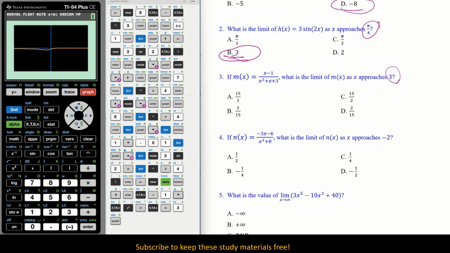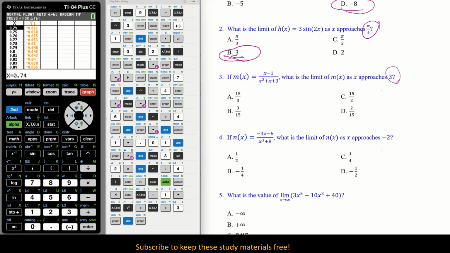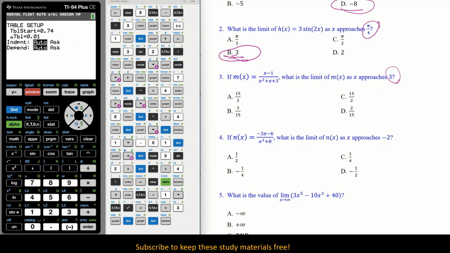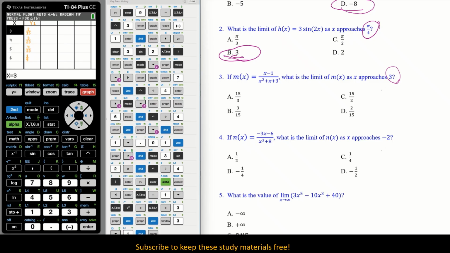What I want to do is second graph to get the table. Oh, we need to reset our table set. So go second window. See where it says the blue table set up there? That reminds you what you need to push. Okay, what do we need to do here? All right, I'm going to say 3 is where we want to end up first. And then here, I'm looking at our answer choices. There's a lot of fractions going on here. Okay. But I'm just going to set it at 1. Okay, and I'm going to go back to second table. And there it is.